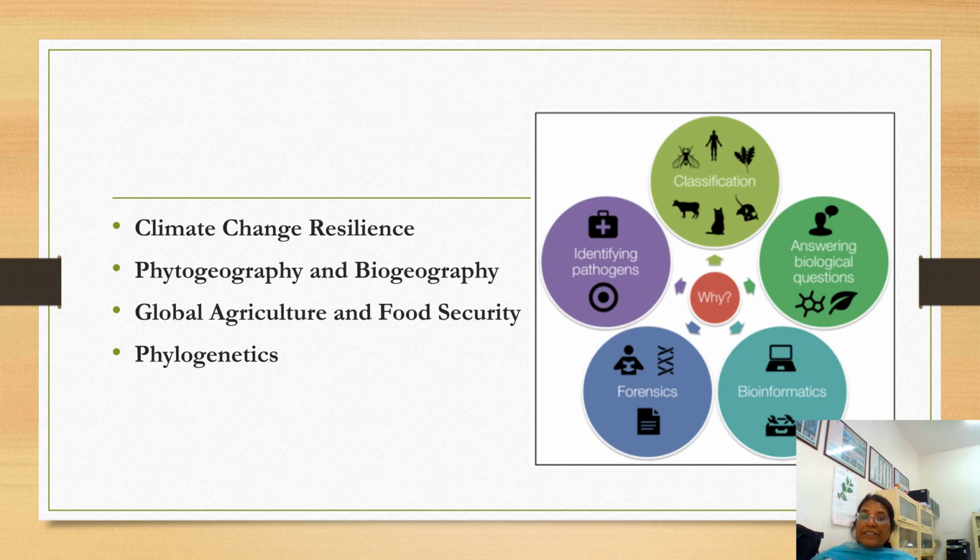One of the very vital fields that is growing with various IT tools and artificial intelligence tools is phytogeography and biogeography. The application is in various aspects of life. It provides valuable information for establishing protected areas, designing conservation strategies, and assessing the impact of habitat fragmentation and climate change on plant communities.